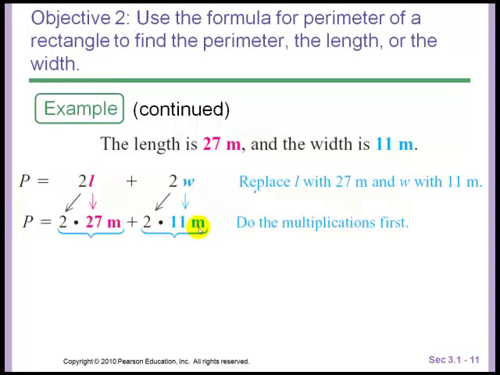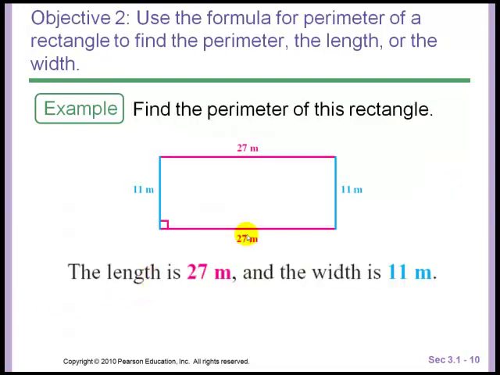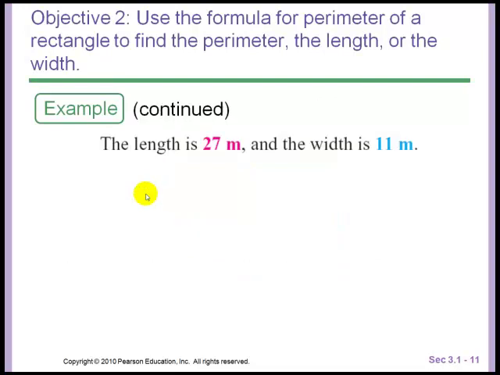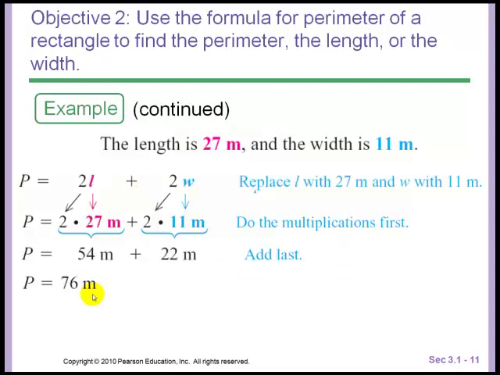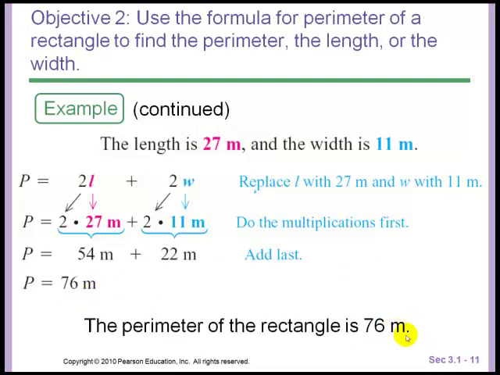Now we will do our multiplication. Remember, order of operations says to do multiplication before addition. 2 times 27 meters is 54 meters, and 2 times 11 meters is 22 meters. Now we will add, and we'll get 76 meters. Again, you could have simply added all four sides up. 27 plus 11 would be 38. 38 plus 27 would be 65, and 65 plus 11 would be 76. 76 meters. And again, don't forget units on your answer.